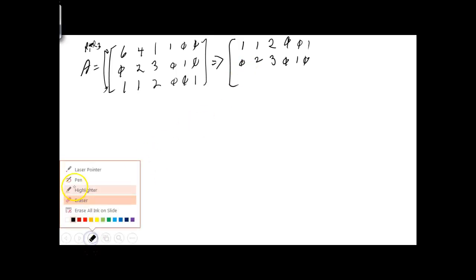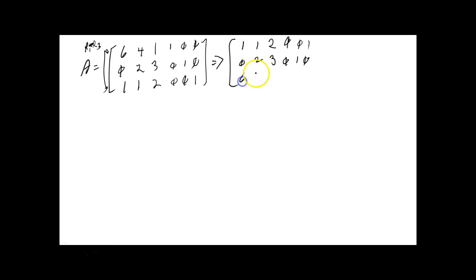Okay, 6, 4, 1, 1, 0, 0. Okay, first step done. You got a 1 in the upper left. What's the next thing you want to happen? Zeros below. We got a 0 immediately below it, so we don't have to do a thing for that one. However, the 6 down there needs to become a 0. How will that happen? Negative 6 times row 1 plus row 3 is the new row 3.